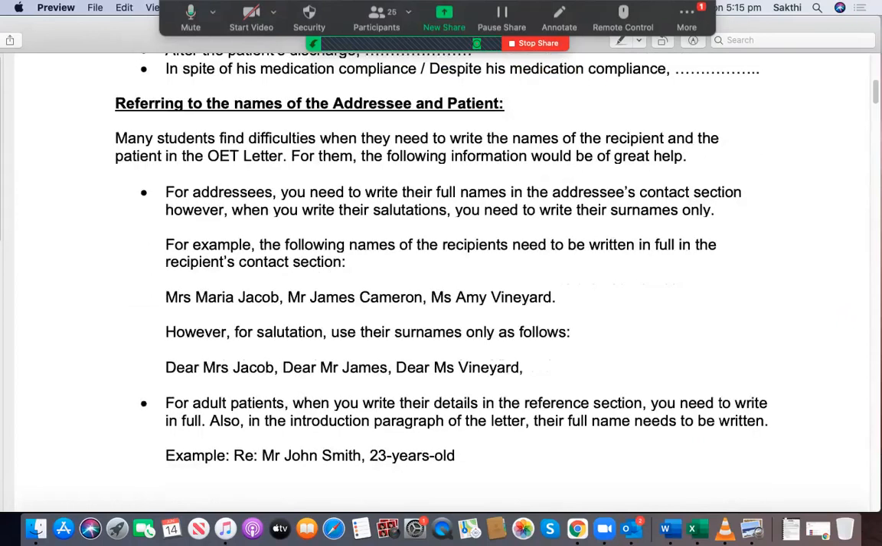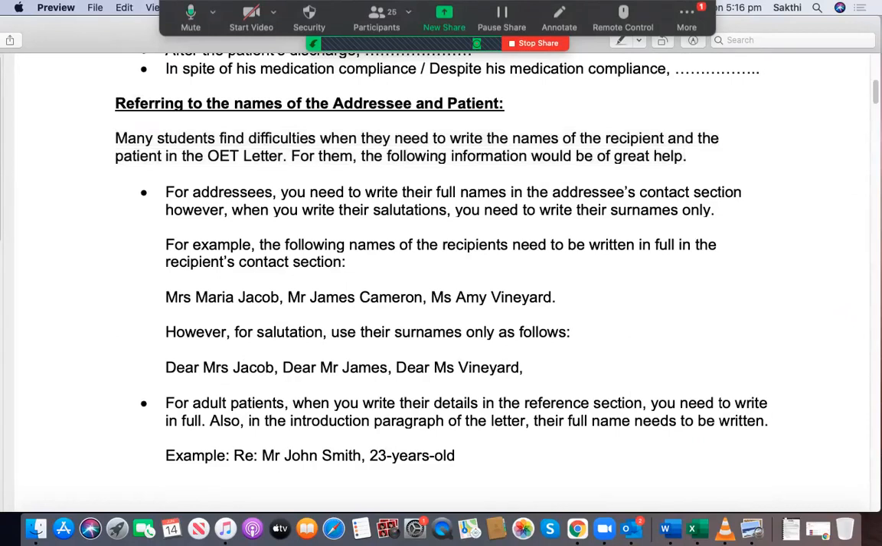Let's go to the next section: referring to the names of the addressee or patient. This is one of the major areas where many students find difficulties. They don't know how to write down the names of the addressee or the patient in a letter. Well, I have a few tips for you to work out.